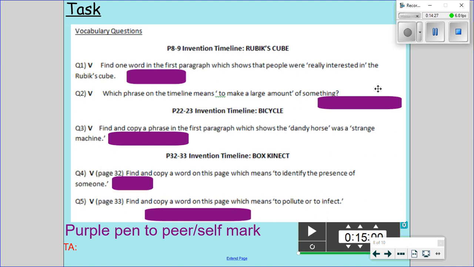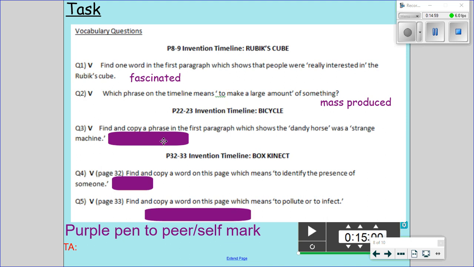Question number 1. Find one word in the first paragraph which shows that people are really interested in the Rubik's Cube. Just one word we need to find, and it was fascinated. Question number 2, which phrase on the timeline means to make a large amount of something? And I did give you a little clue actually when I was reading the text. It was mass produced.